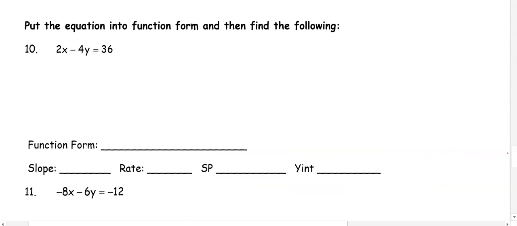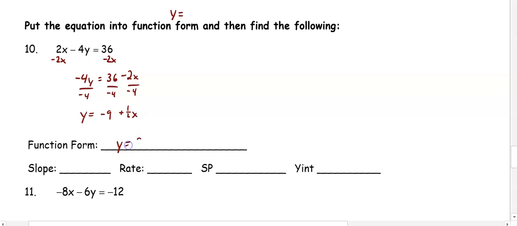In number 10, put the equation in function form and then find the following. In function form, we need y equals. So first we have to solve for y. I'm going to subtract 2x from both sides. Remember that it's not going to combine with the 36. So we have negative 4y equals 36 minus 2x. We can divide everything by negative 4. So y equals negative 9 plus 1/2 x.